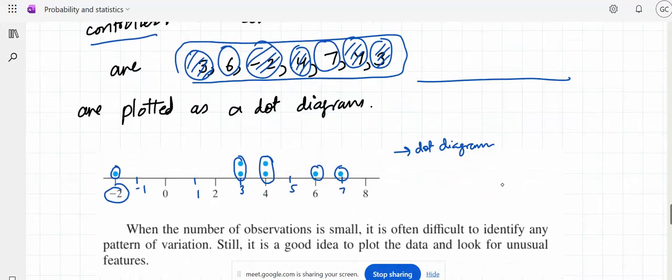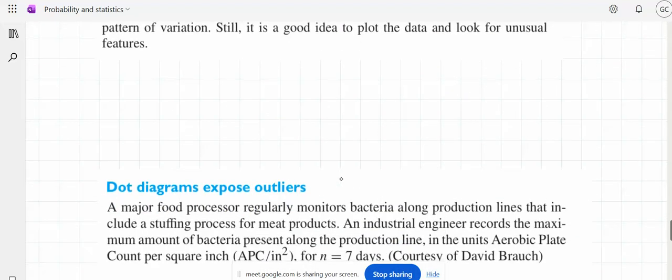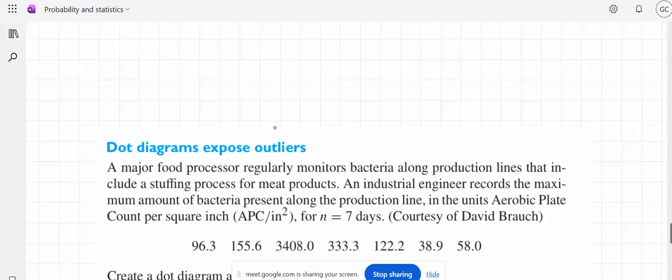So when the number of observations is small, like here we had just 7 observations, it is often difficult to identify any pattern. So you cannot see any pattern. But when the data is huge and you make a dot diagram, you'll get the idea about the pattern, right? Also, dot diagrams, when you make them, will expose the outliers.